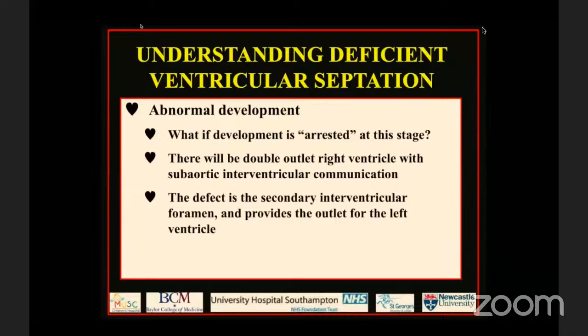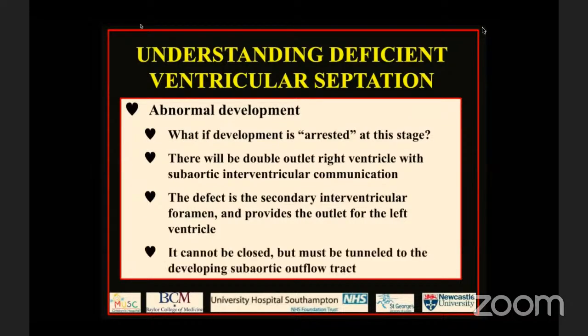Now, this is key to understanding what is going on in your setting, because the defect provides the outlet for the left ventricle. And hence it cannot be closed. If you come across patients having double outlet right ventricle, you can never close that channel. And in fact, you ask the surgeon in this setting to tunnel that channel into the aortic root. And that is because it is the same situation we see in the embryo. It is the secondary interventricular communication.